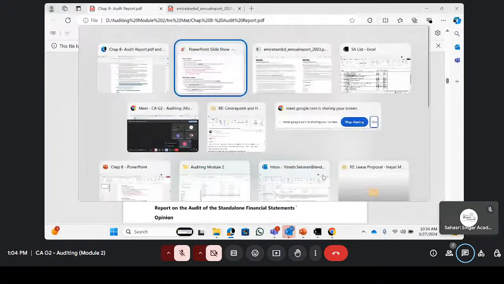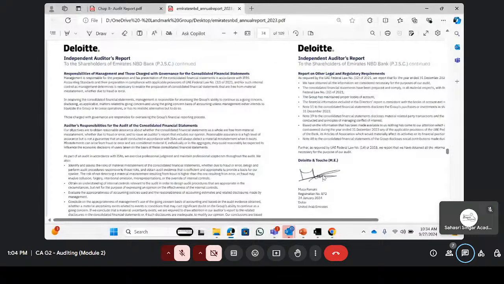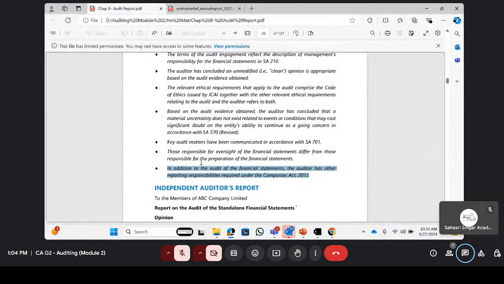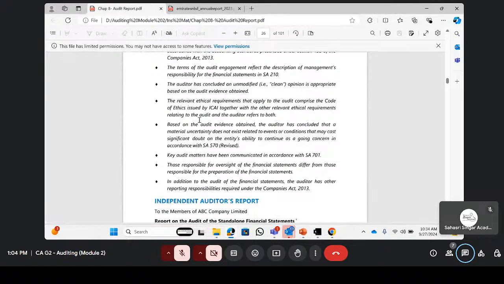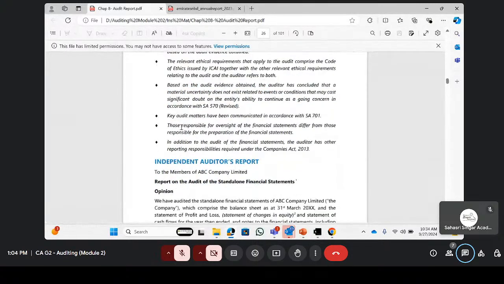Reporting, as I told you, reporting on other legal and regulatory requirements. So this is the point. In addition to the audit of the FS, the auditor has other reporting responsibilities required under the Companies Act, which means CARO, and those specific points also have to be reported over here. Okay. So by seeing these case law points, in the examination they might ask one question about this itself: explain that paragraph. So you should be able to focus. But here they asked you to give a complete auditor's report. We don't know, questions might come also. So don't get the wrong impression.